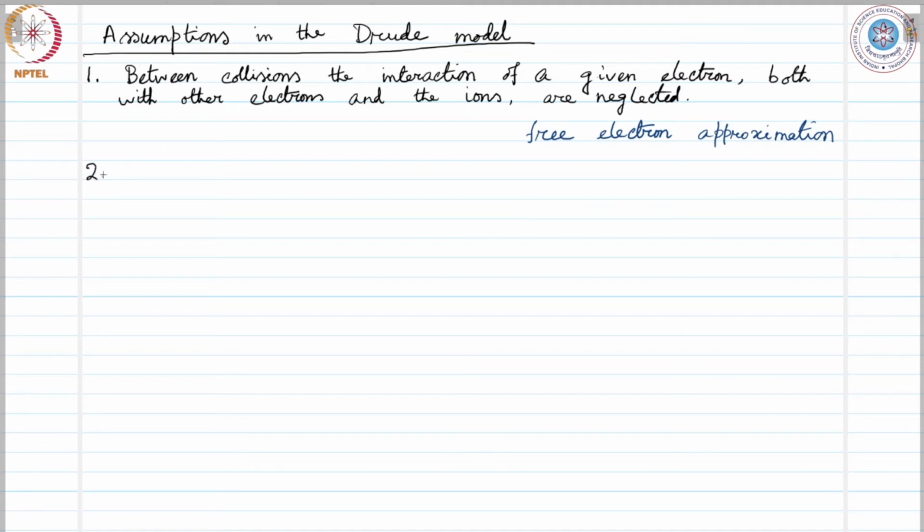The second approximation is that collisions in the Drude model, as in kinetic theory of gas, are instantaneous events and they abruptly alter the velocity of an electron.